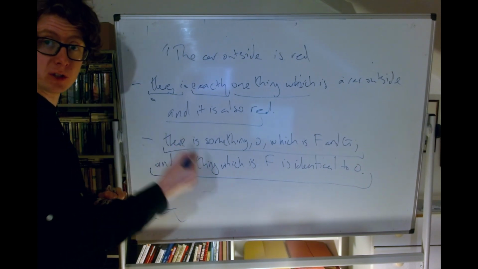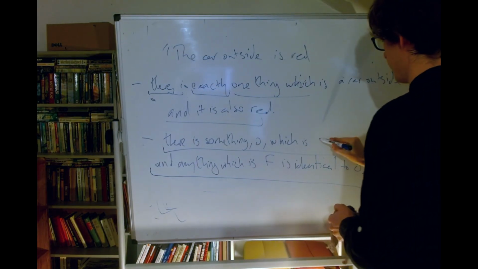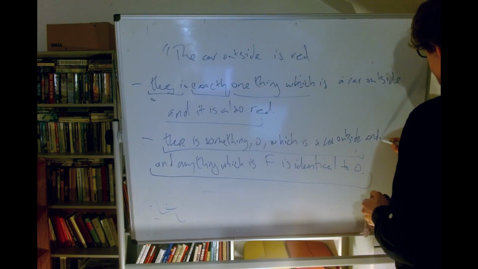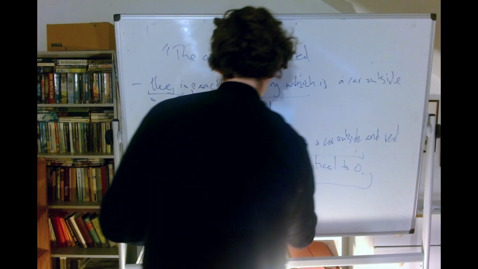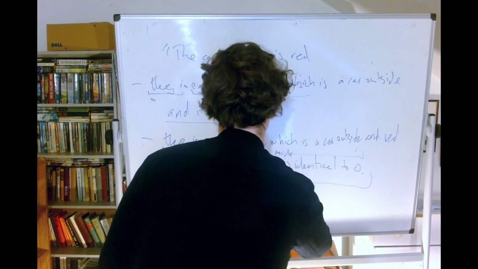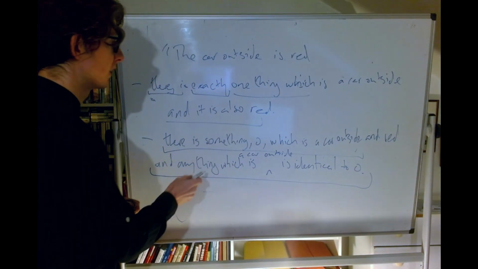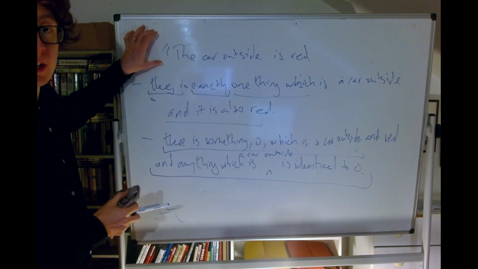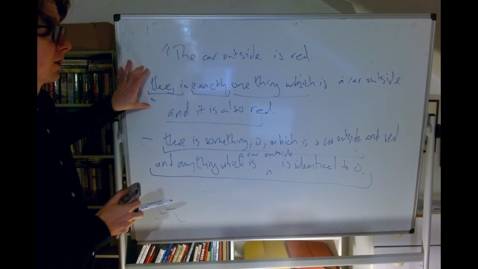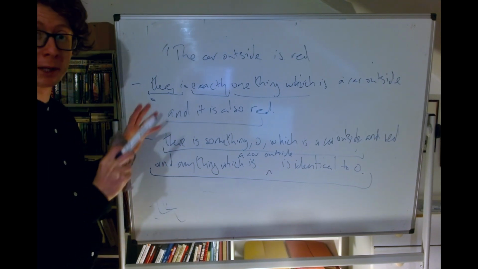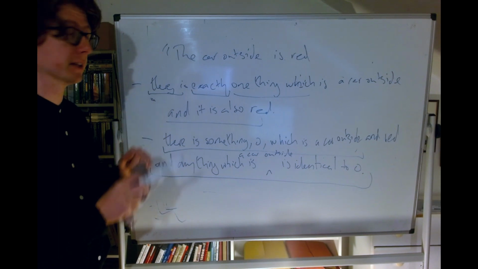What does it say on Russell's own formulation of his view? It says there's exactly one thing, which is a car outside, and red, and anything else which is a car outside is identical to that first thing, the car outside. So for this particular sentence, that's the two different versions of Russell's theory. This is the way I'm saying it, this is the way Russell himself says it. And what we're going to show is that in this particular example, they say the same thing.